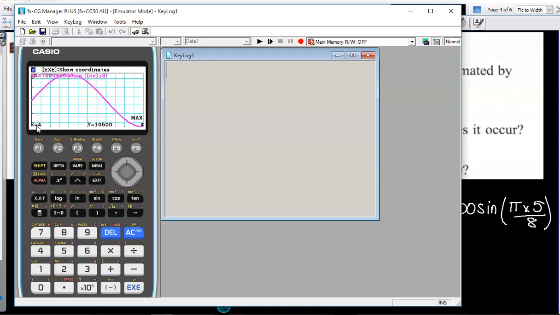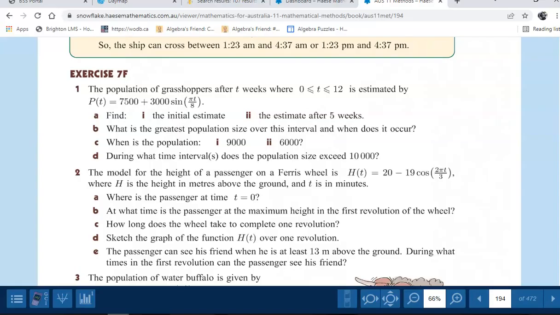Fortnight. Why should some of you be going, I didn't need my calculator to work that out? Why should we not need our calculator to work that out? Ellie? Why do we not need our calculator to work out our maximum?